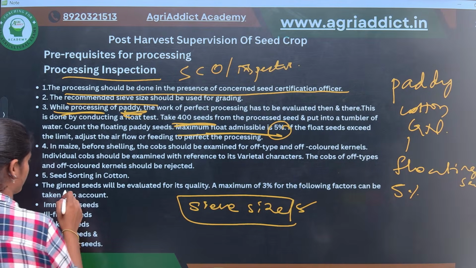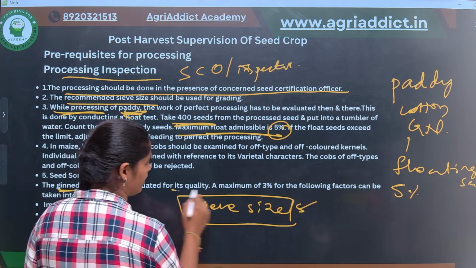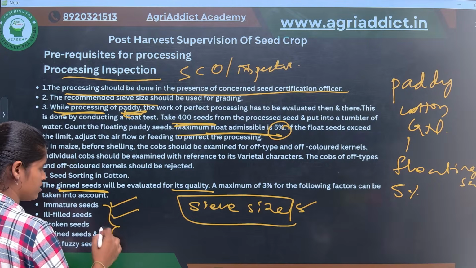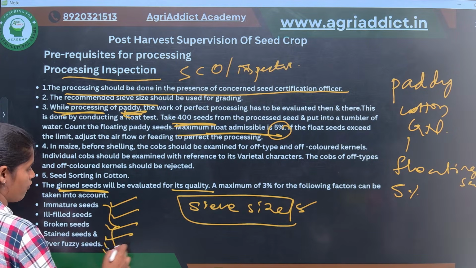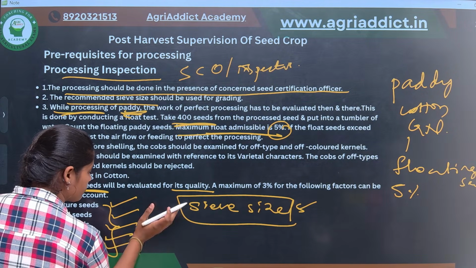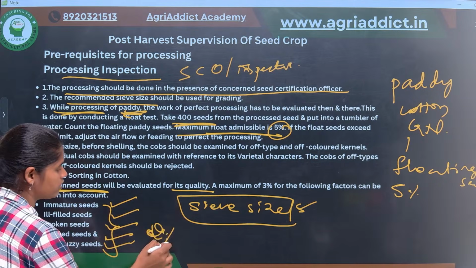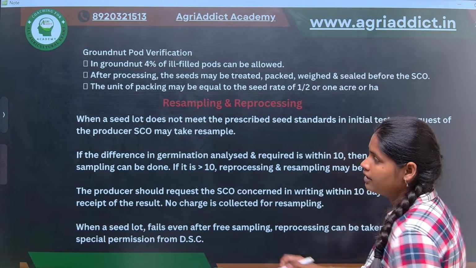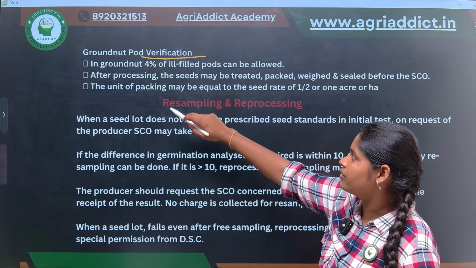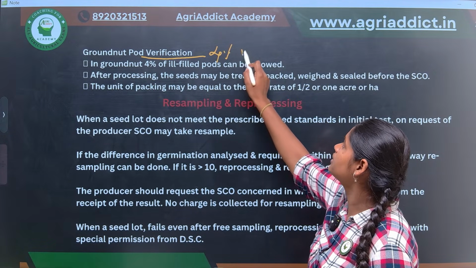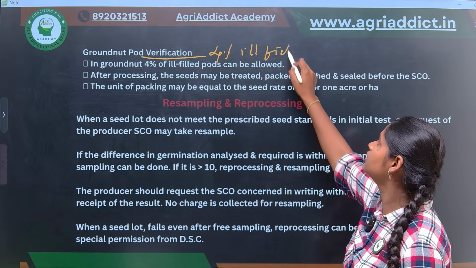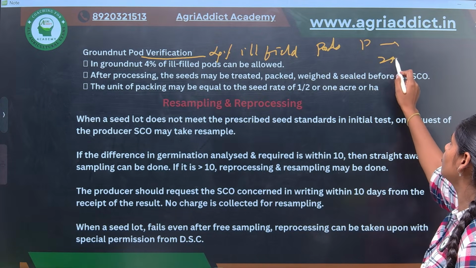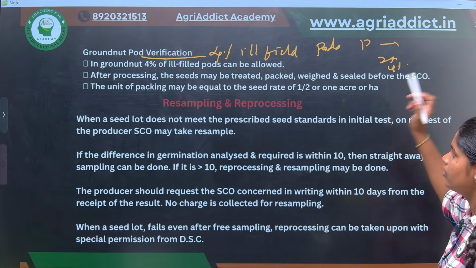In case of cotton, ginned seeds will be evaluated, right? There they will see the immature seeds, ill-filled seeds, broken, stained seeds, and over fuzzy seeds. Here also the limit is 2%. And in case of groundnut, they will go for pod verification. The limit is 4% of ill-filled pods. Remember the limits: in paddy 5, cotton 2, groundnut 4.